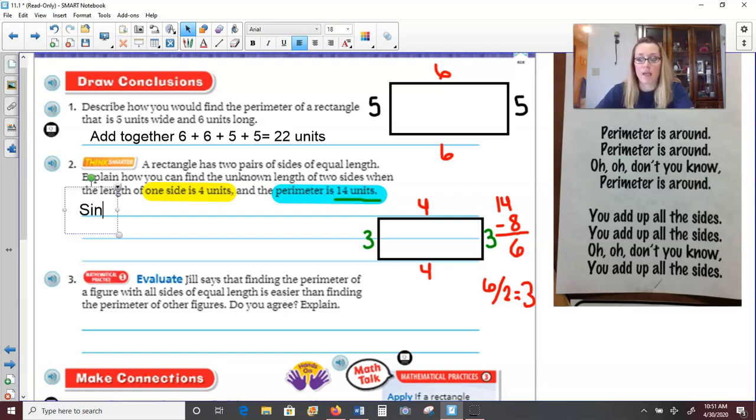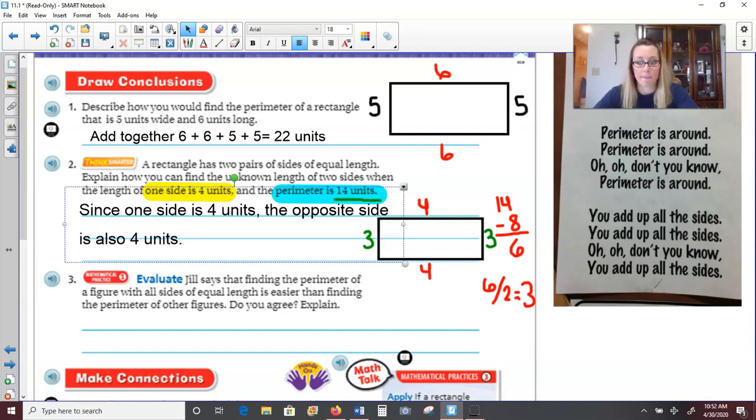So let's say, since one side is 4 units, the opposite side is also 4 units, okay? So that's how we got two side lengths. We knew one side was 4 and the opposite side also was 4.